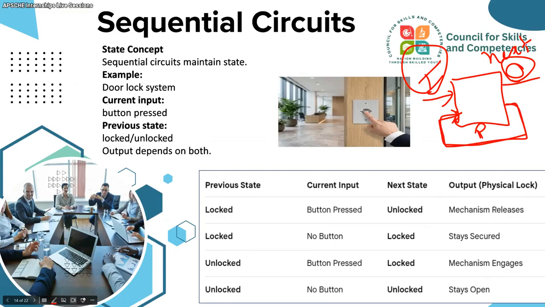So you have to understand this. For this time, this is the current input, and previously there was one output. That is going to be the previous state, and because of this the output has now changed. That is the next state. Is this clear?